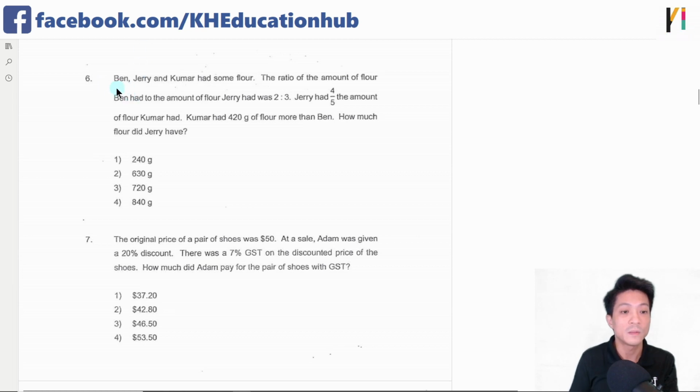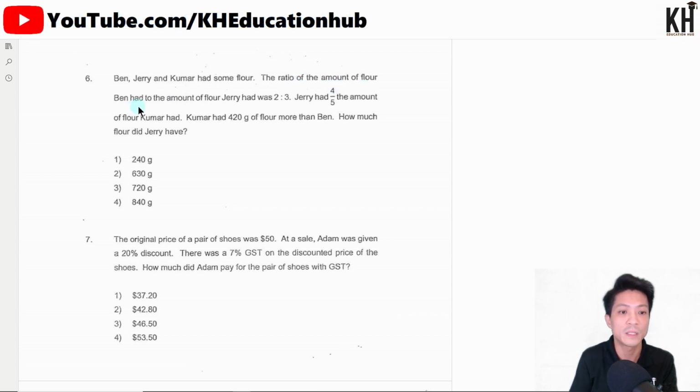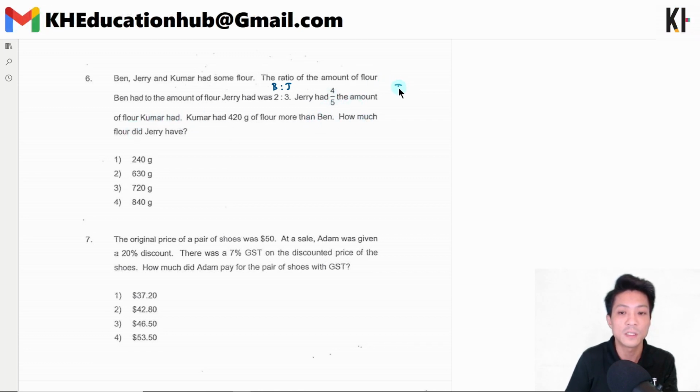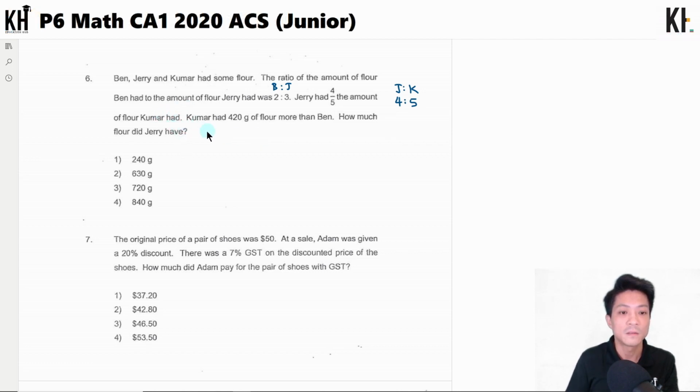Okay, question 6. Ben, Jerry, and Kuma had some flour. The ratio of the amount of flour Ben had to the amount of flour Jerry had was 2:3. So I will immediately write B is to J, 2:3. Jerry had 4/5 the amount of flour Kuma had, which means that J is to K would be 4:5. Kuma had 420 grams of flour more than Ben. How much flour did Jerry have?